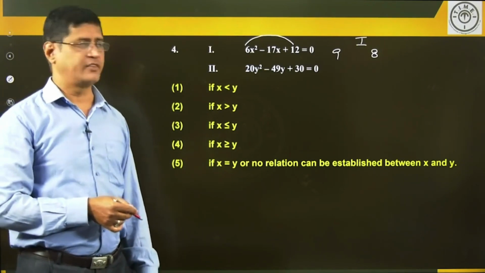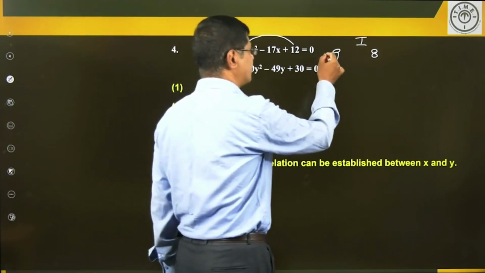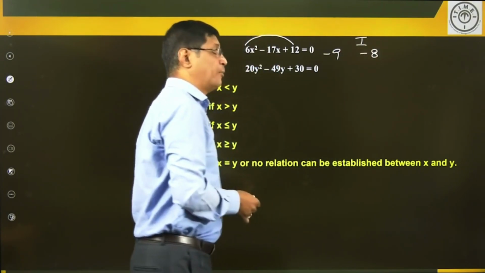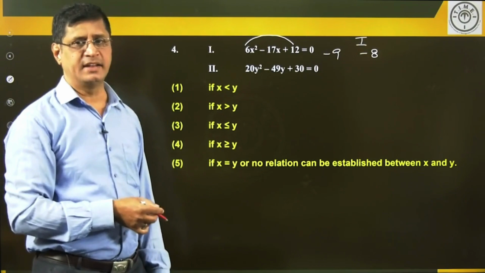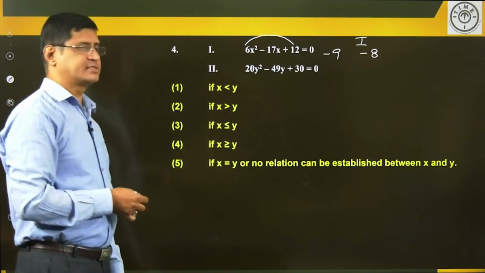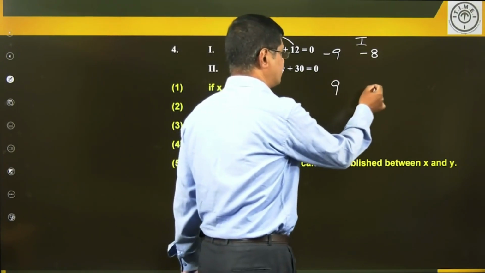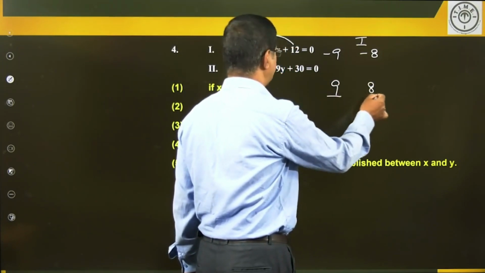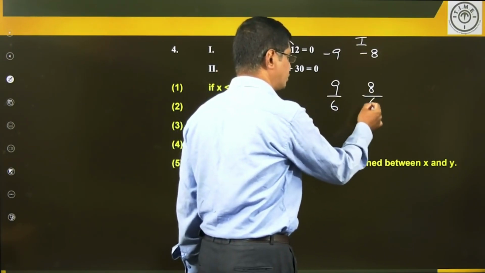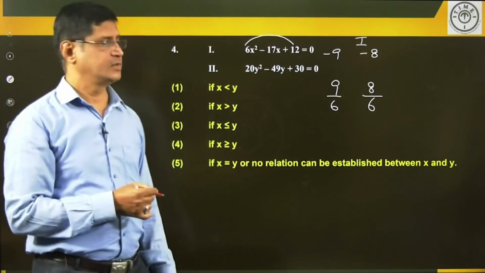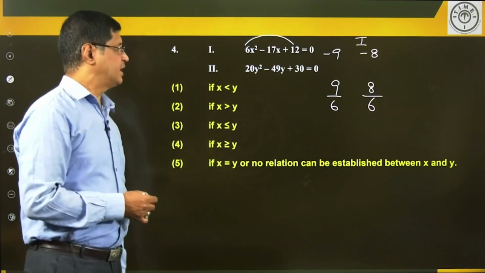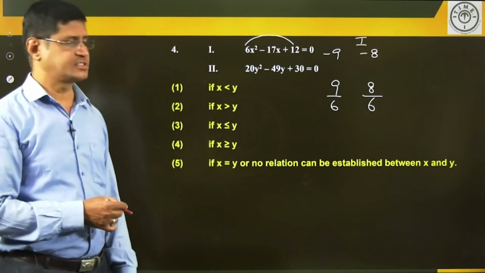8 plus 9 is 17, but here minus 17 is given. So I am taking the factors as minus 9 and minus 8. What about the roots? Roots means take the same numbers with opposite sign and divide by the coefficient of x square. So the roots are 9 by 6 and 8 by 6.